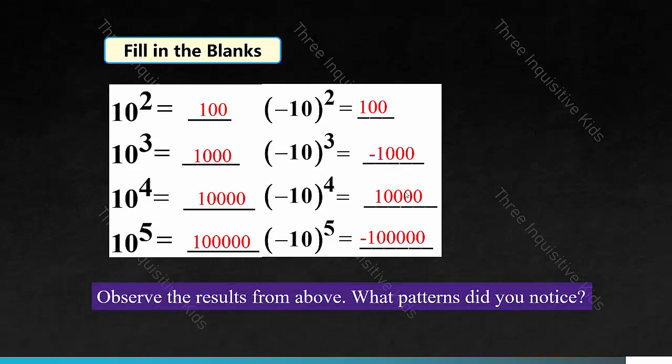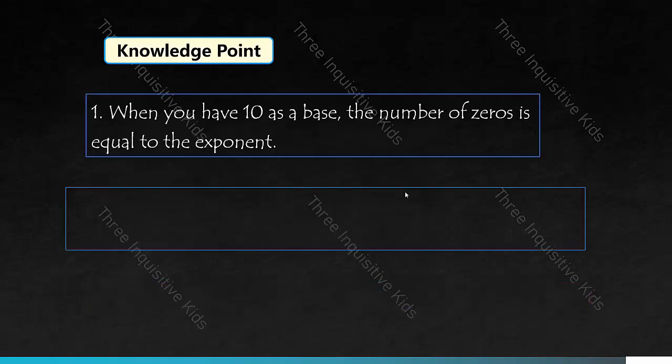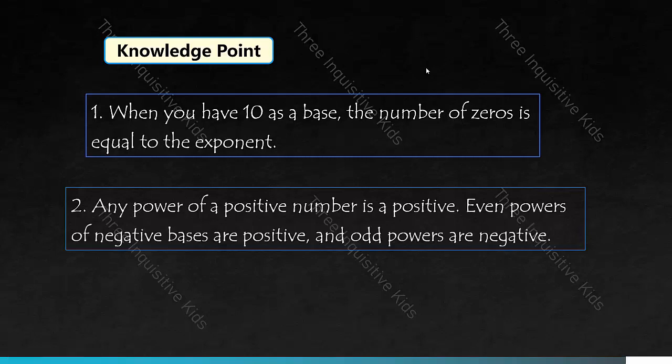What patterns did you notice from the results above? When you have 10 as a base, the number of zeros is equal to the exponent. When we had 10 squared, the exponent is 2, and our answer 100 also has 2 zeros in it. And any power of a positive number is positive. Even powers of negative bases are positive, and odd powers are negative.